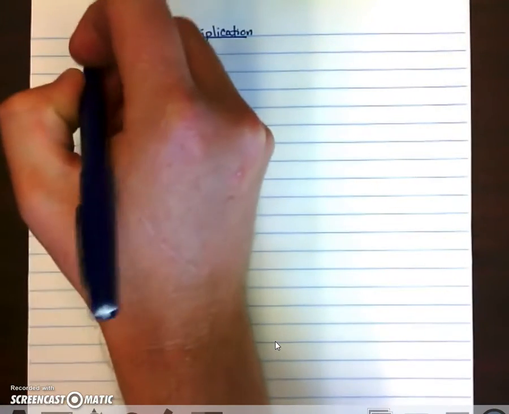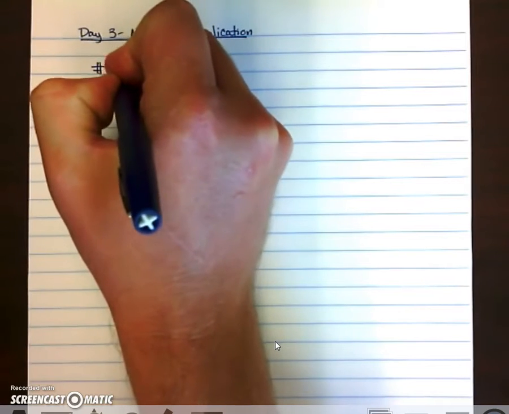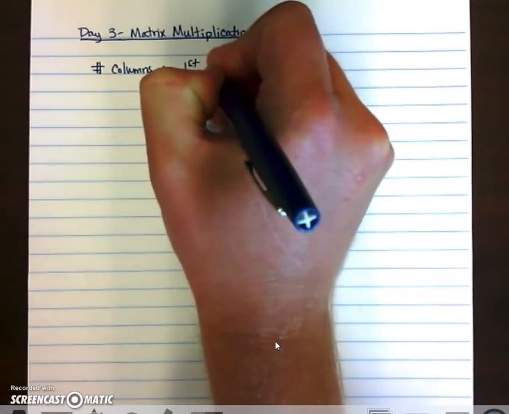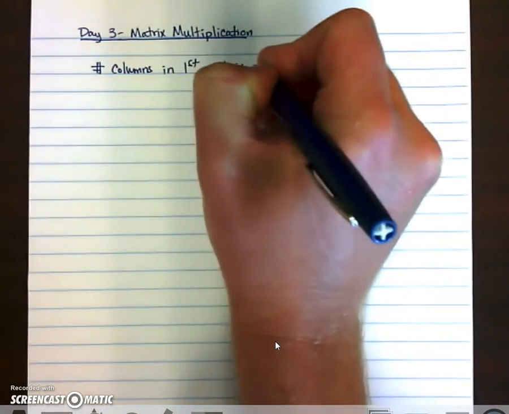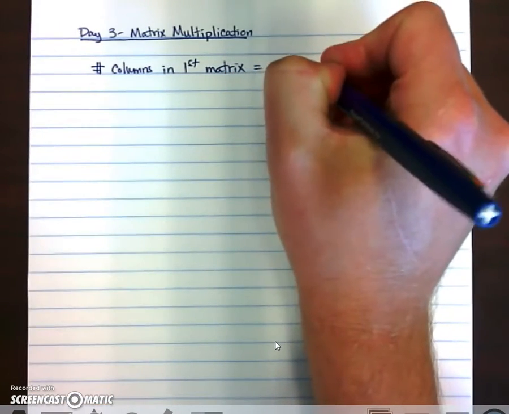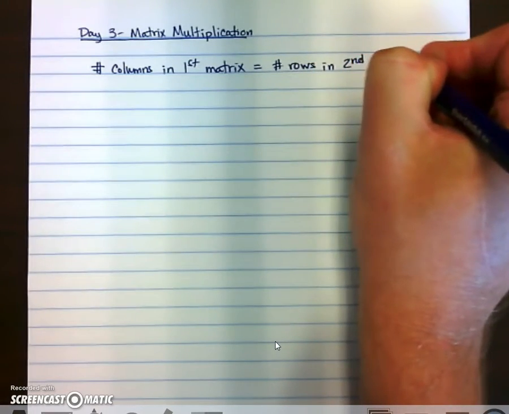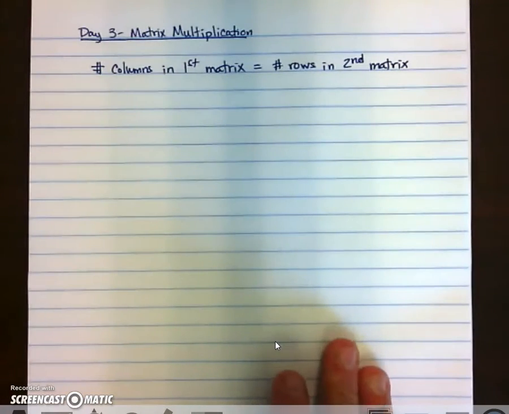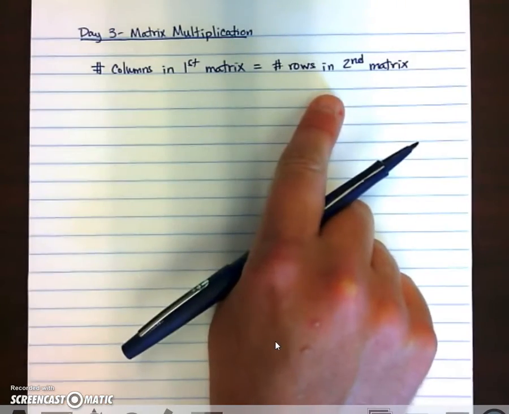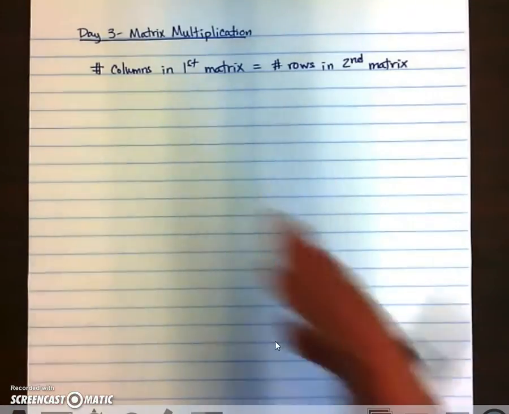When you're doing multiplication, here's the rule. The number of columns in the first matrix has to equal the number of rows in the second matrix. Now, what I mean by that is if you are multiplying, let's say, a 2 by 2 times a 2 by 2, then you're okay. All right? So when I say number of columns, we're talking about its dimensions.